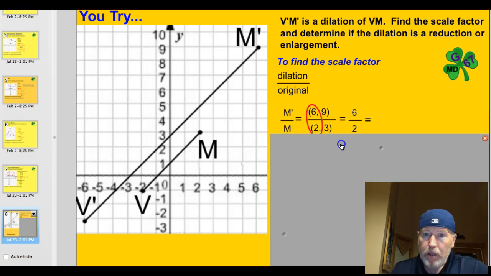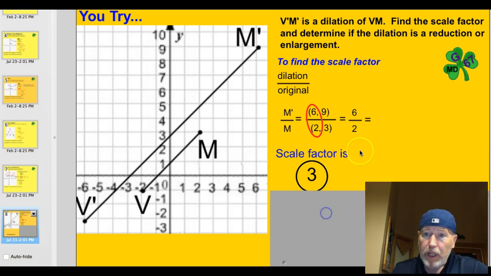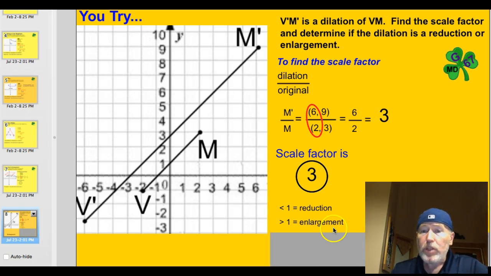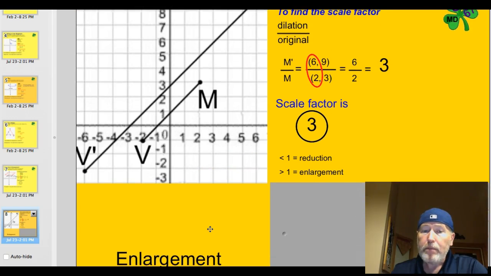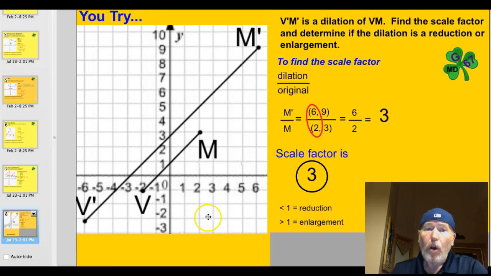Well, dilation over original, so it's M prime over M, and I just took 6, 9 is my M prime, 2, 3 is my original, my M. Look at the X value, 6 over 2. 6 over 2 simplifies to 3. Put that in over here too. Okay, scale factor is 3. Reduction or enlargement? Well, it's greater than 1, so that's an enlargement. Okay, definitely an enlargement.